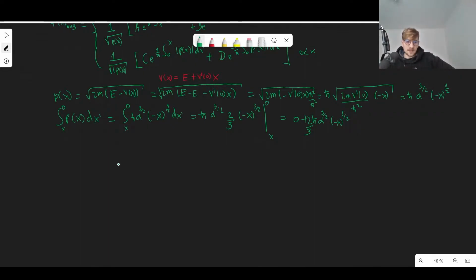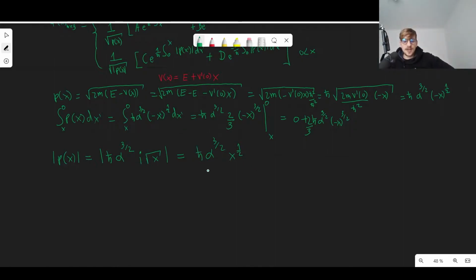Now we want to do the same thing, but for the absolute value of the momentum instead of the momentum itself. So the absolute value of the momentum, well, this is the momentum. What is its absolute value? Let's just rewrite it. So absolute value of h bar alpha to the 3/2, and now let's write minus x to the 1/2 as the square root of minus x, which is the square root of minus 1 times x, which is i times the square root of x. And the absolute value of this is simply h bar alpha to the 3/2 and x to the 1/2.